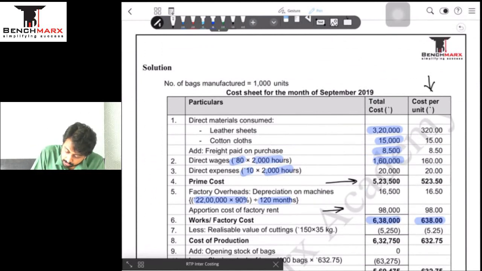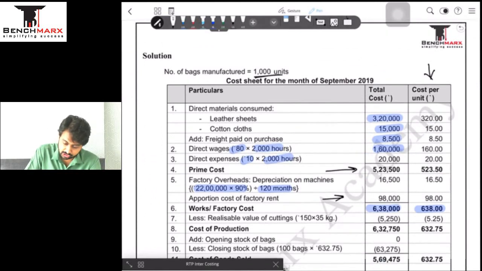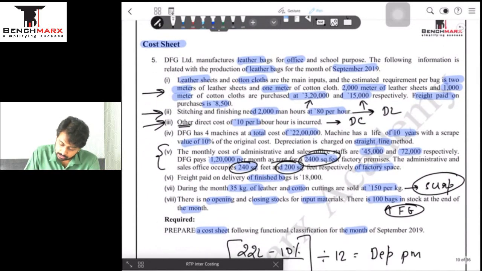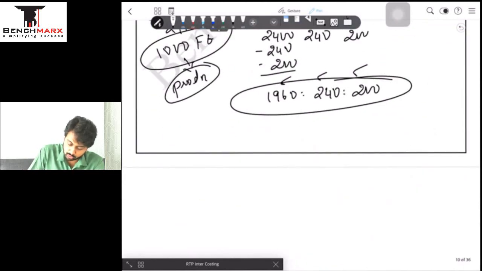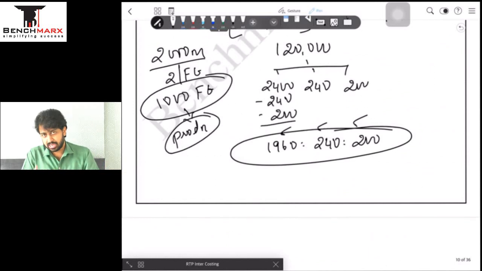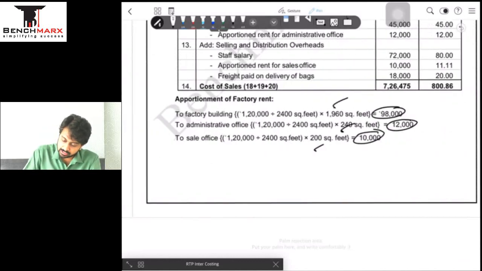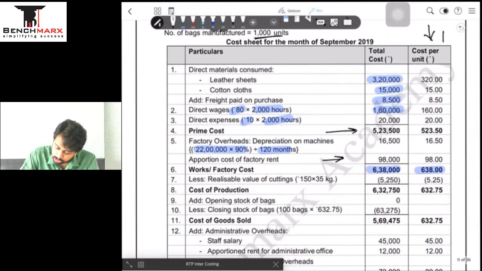And they haven't given the details of 1000 goods manufactured. Either I cannot read it or we have to do it like this. Similarly, I have to do it for 1000 meters also: 1000 meters, no stock, and one is the consumption. So if it is 2000 meters of cloth and 2 meters is my consumption, then 1000 kg must have been produced. Then I will divide all these numbers by the quantity produced and I will get the CPU.